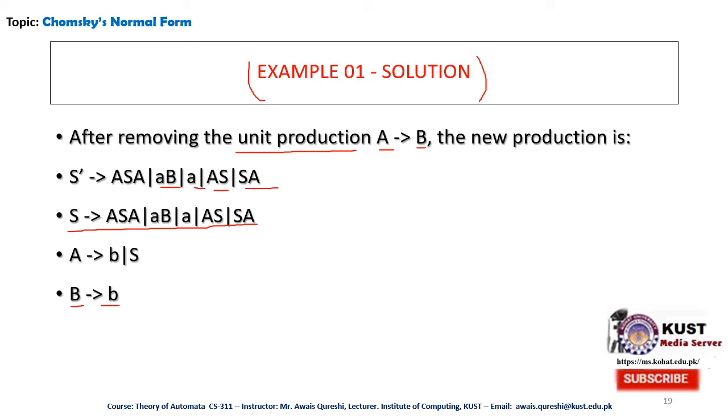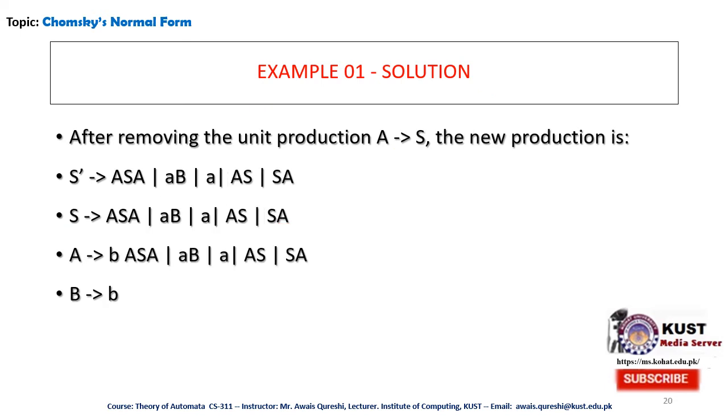This is the final rule that needs to be taken. After removing the unit productions, AS, the production rule is this one. Simple, very simple. I hope you have understood this concept very well.